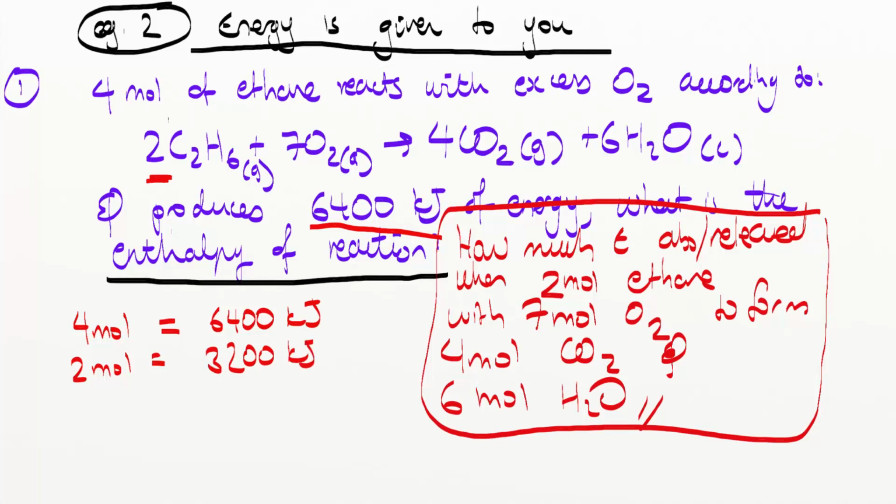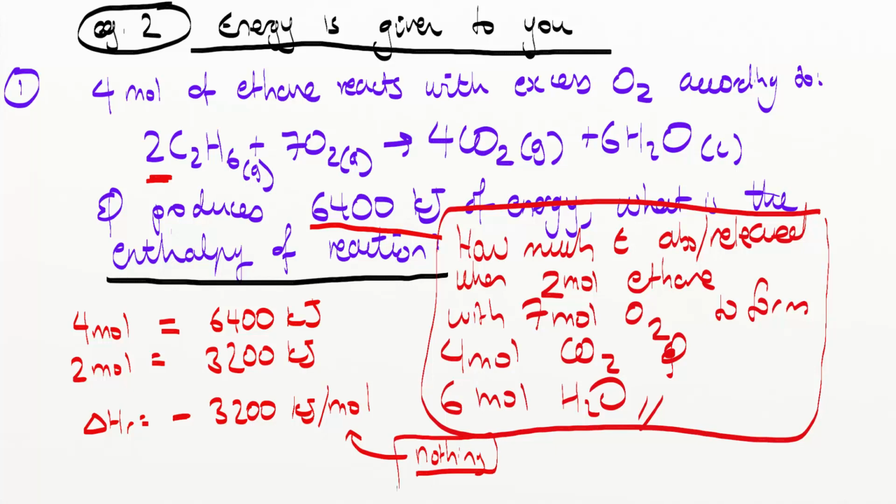And since the question says when ethane reacts with oxygen, it produces energy, that means this must be an exothermic reaction. Therefore, the delta H is going to be negative, so we're going to have a negative in front of the number, and it's going to be negative 3,200 kilojoules per mole. So you might be asking, what does this per mole kind of deal represent? In the context of enthalpy of reaction, it basically represents nothing. You just use it because that's the tradition, okay?